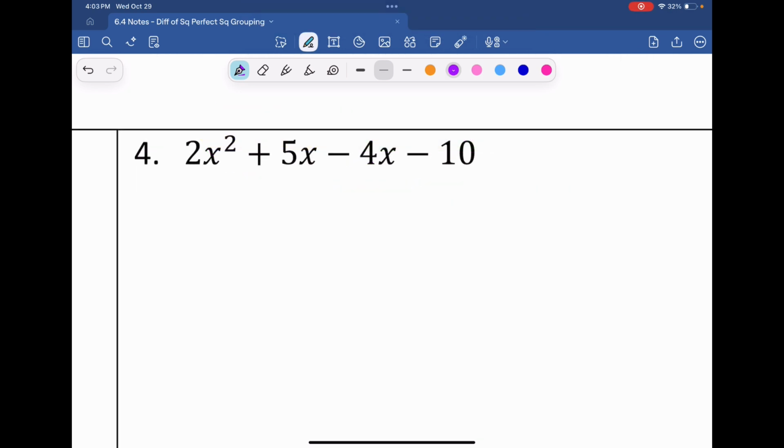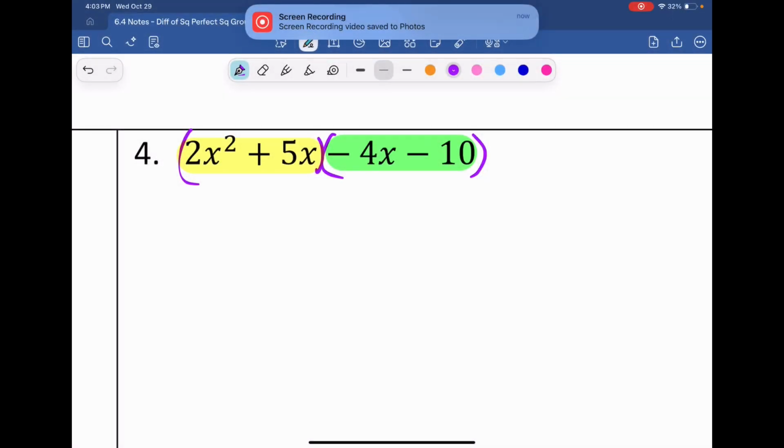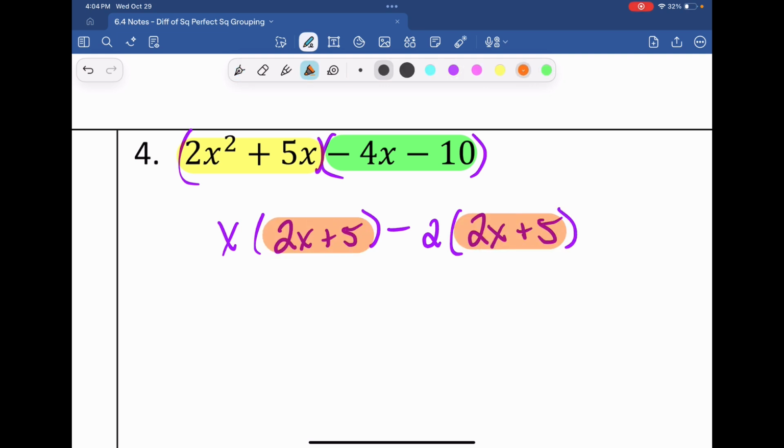Okay. Group first 2 and last 2, and I can do that because it already has a GCF. Group 1, group 2. GCF of the first group. Second group, you have that minus on, so I want to bring that down, and that's 2. So positive 2x, positive 5. Common binomial. And whatever is left.